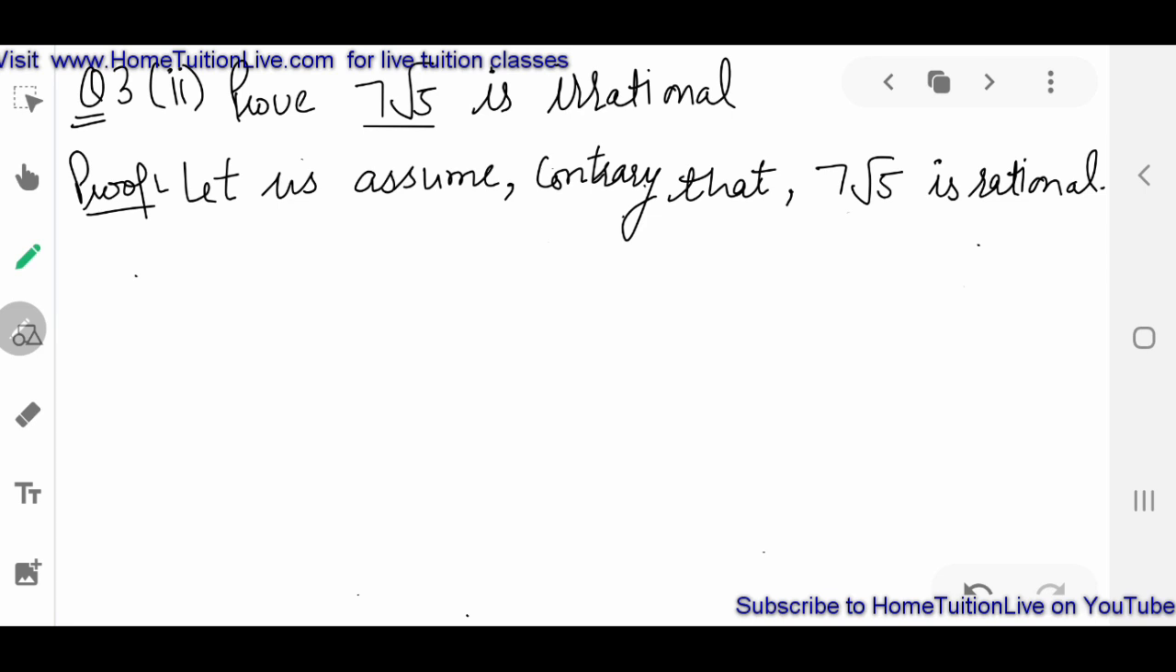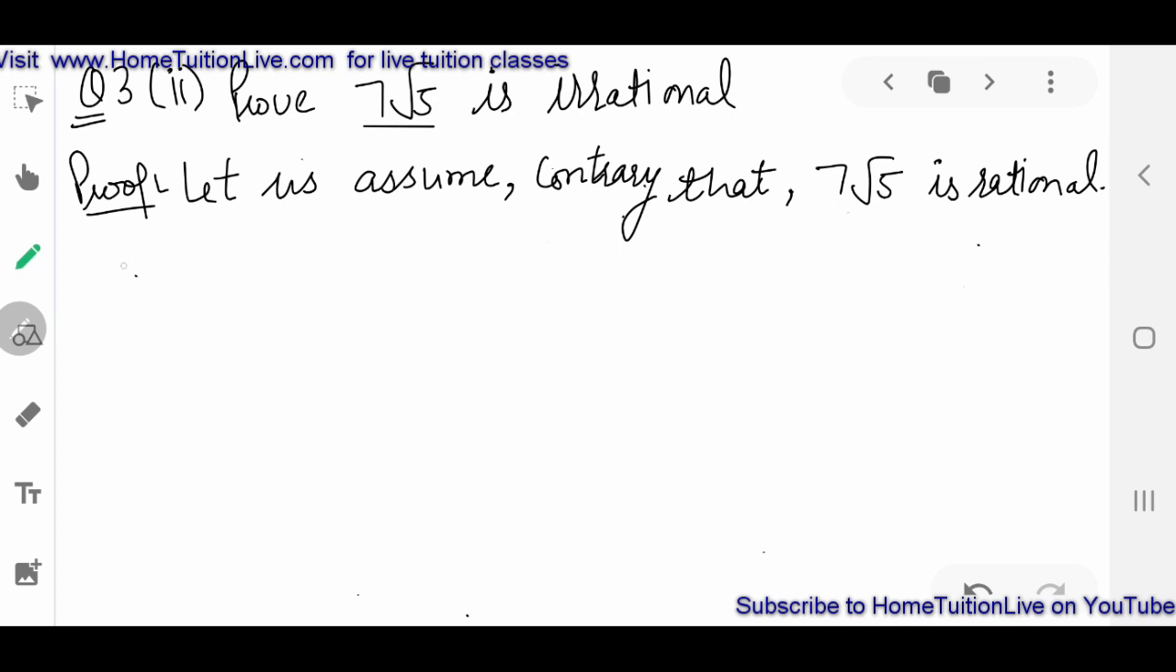We have question number 3, second part of exercise 1.3. Prove that 7 root 5 is irrational. For proving this, we will take 7 root 5 as a rational number, which means we will assume, contrary to what we want to prove, that 7 root 5 is a rational number.